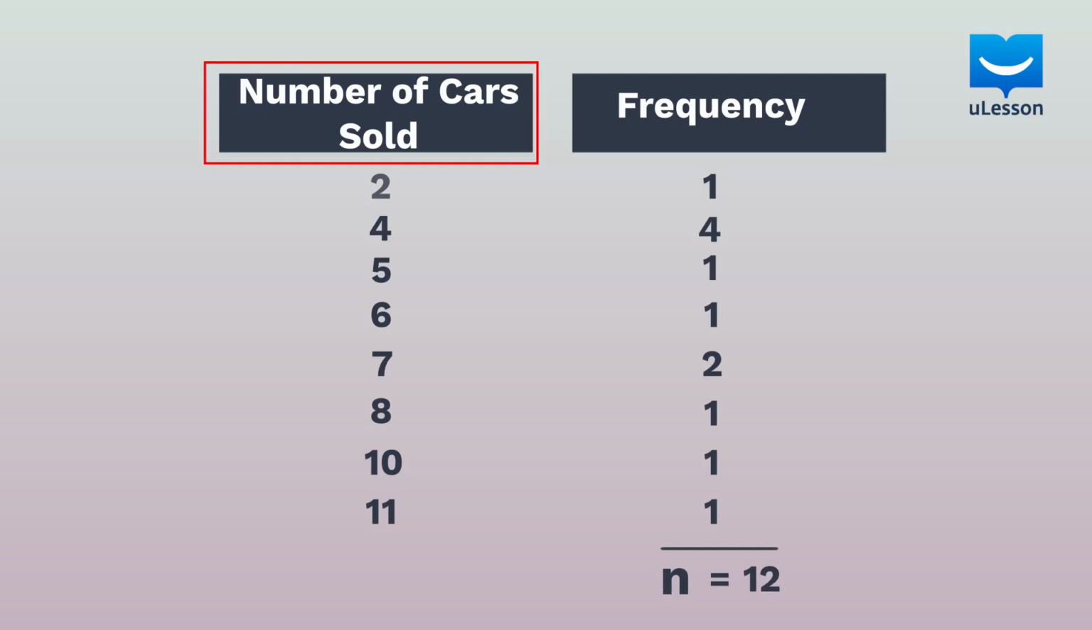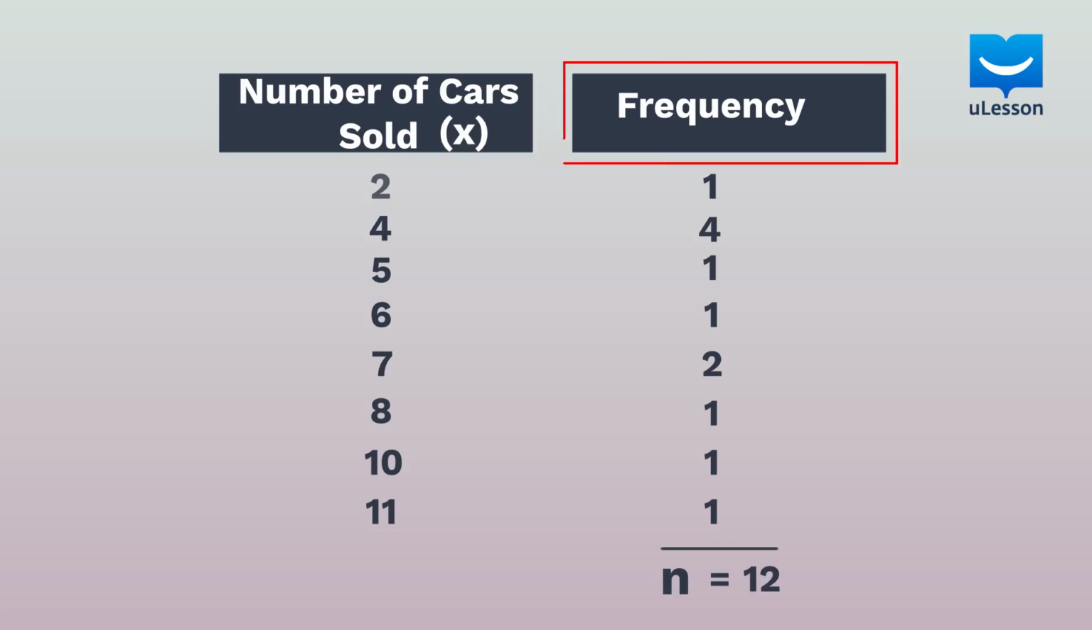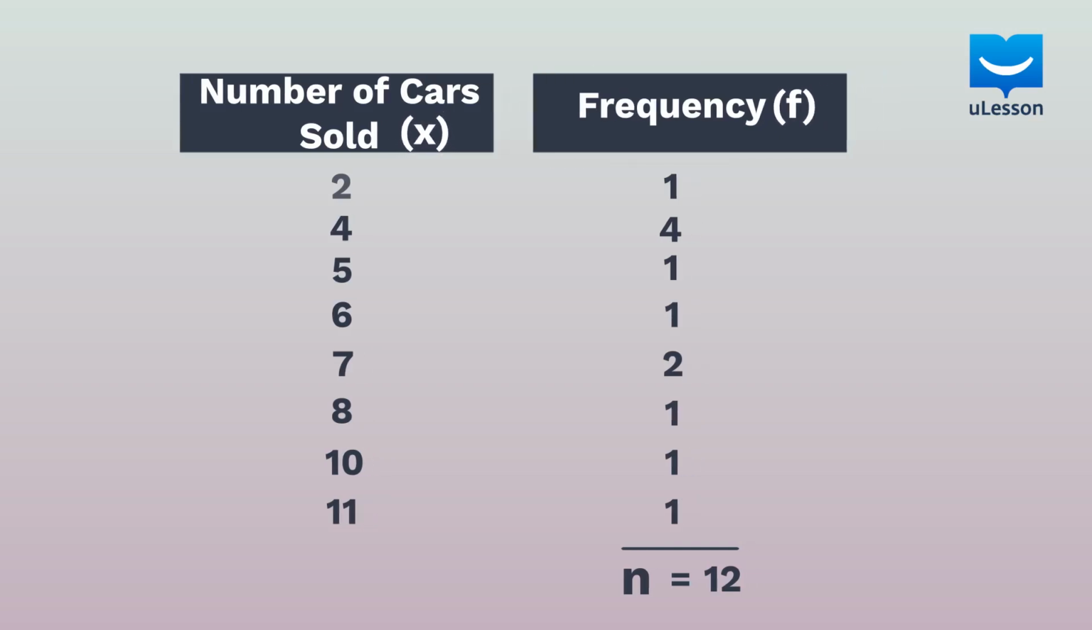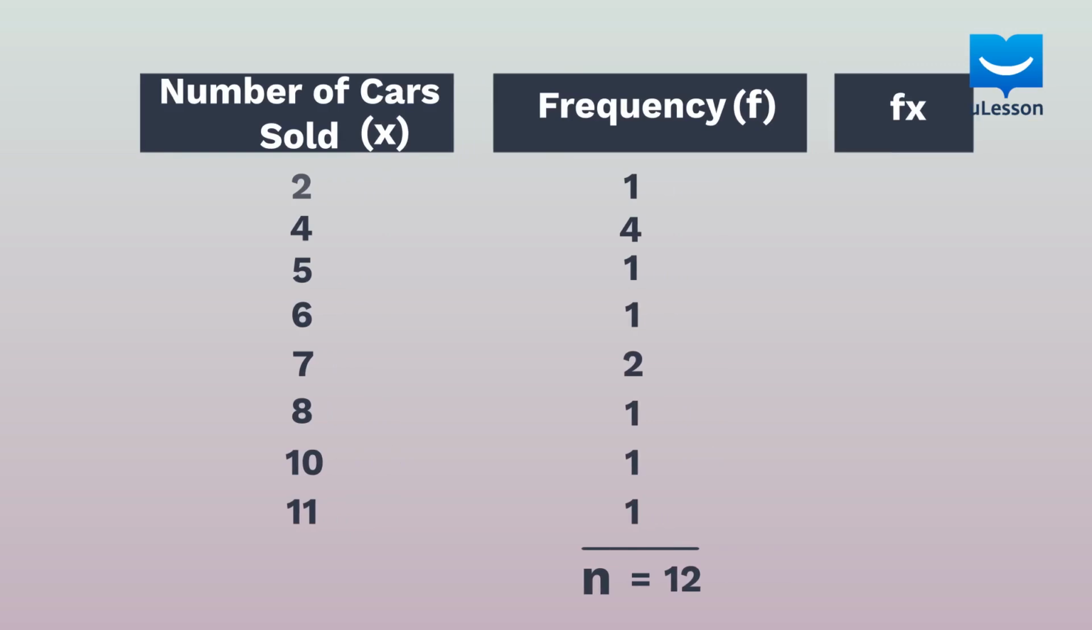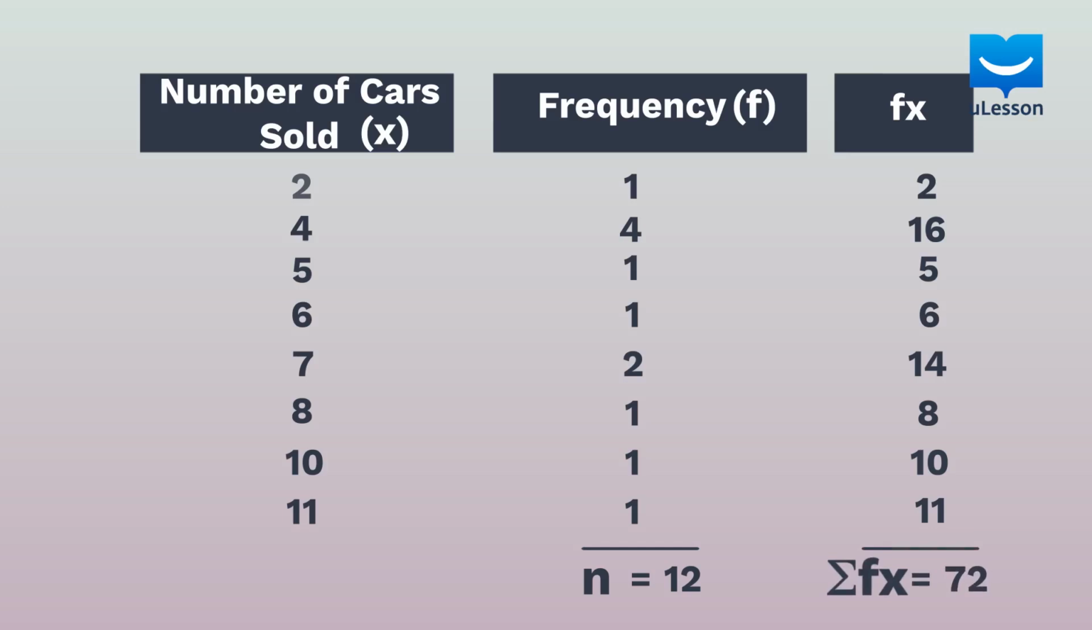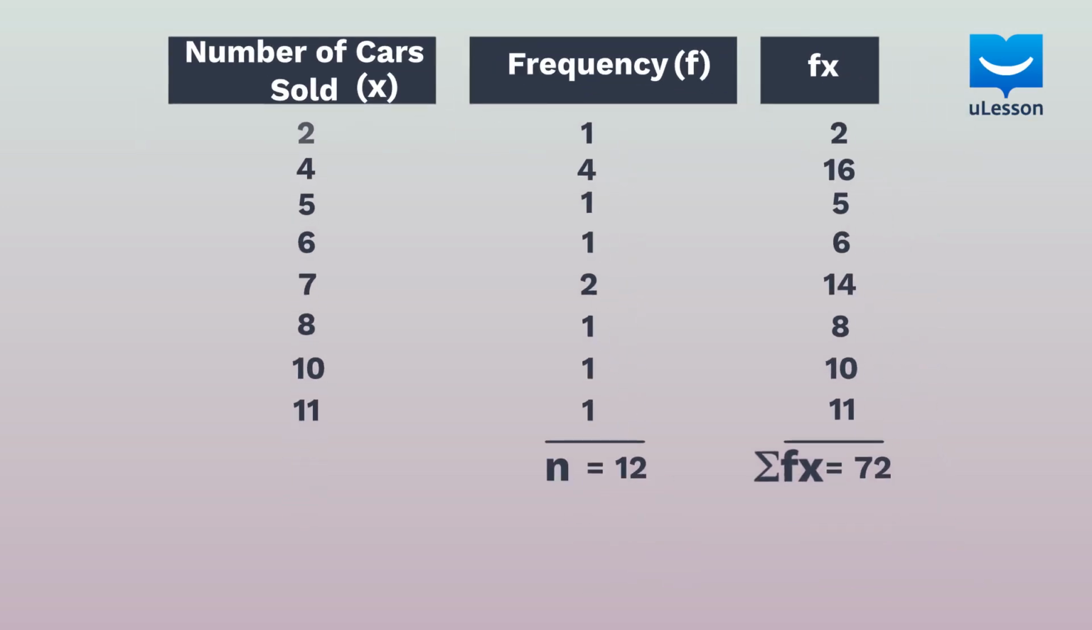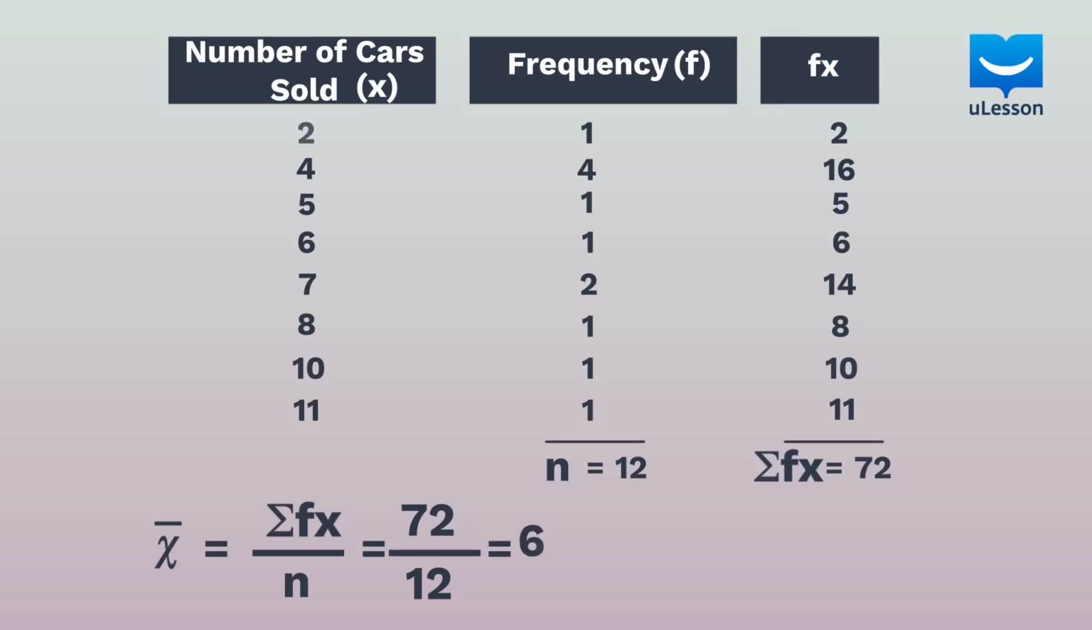We take the number of cars as x and the frequency as f. We multiply x and f to get fx. This gives us the values that can be seen on the screen. We add fx to obtain summation fx, which equals 72. The formula for calculating the mean is x-bar equals summation fx divided by n. The mean value then becomes 72 divided by 12, which equals 6.